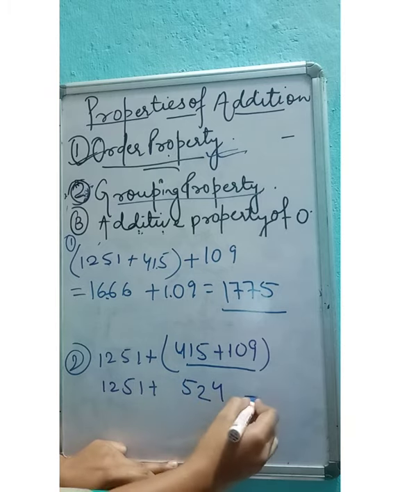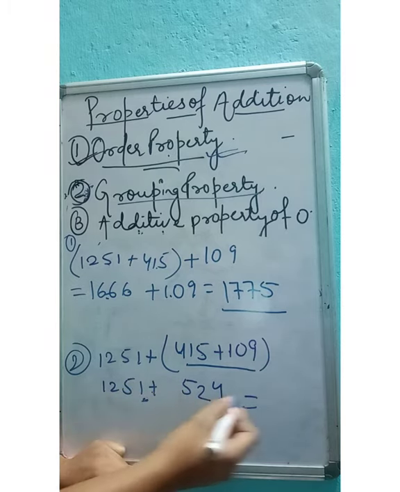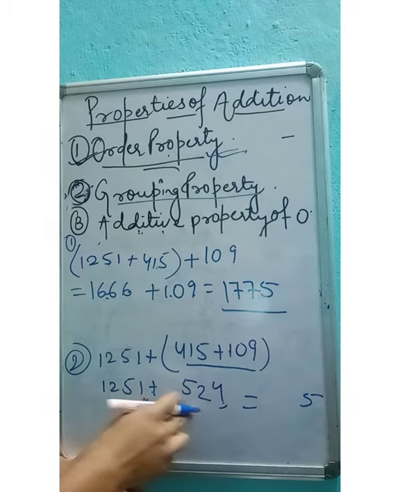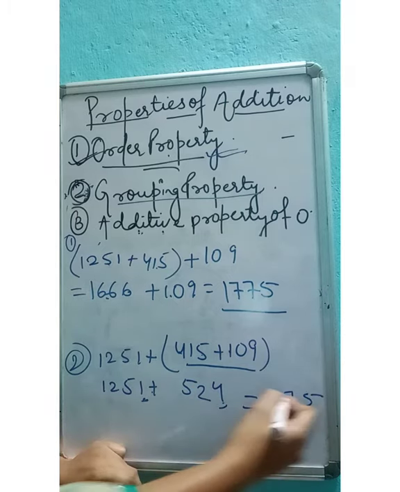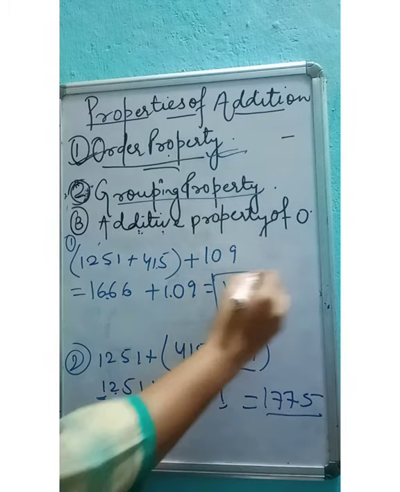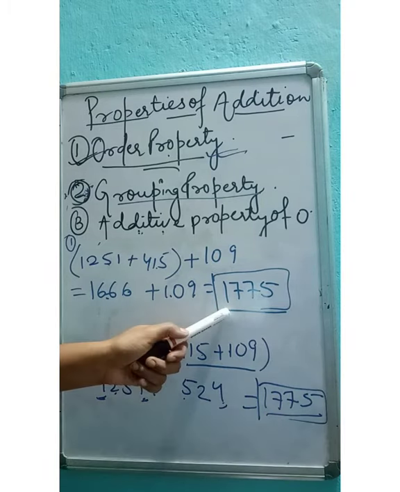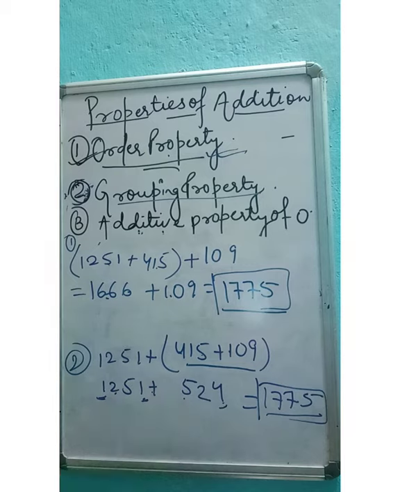4 + 1 = 5. Now 4 + 1, these are at 1's place. 4 + 1 = 5. 2 + 5 = 7. 5 + 2 = 7. And this is 1. So again, what happened? We see that the answer in both cases is the same.